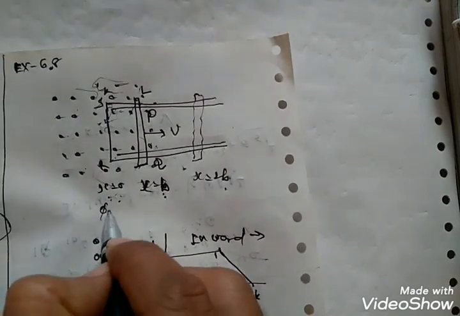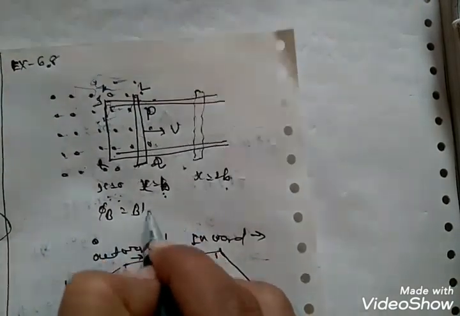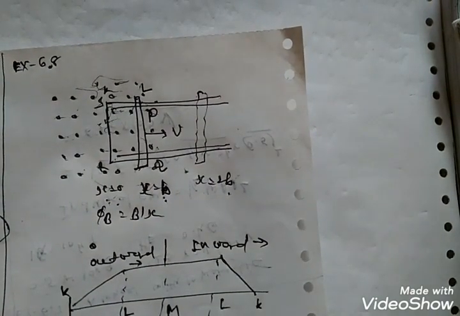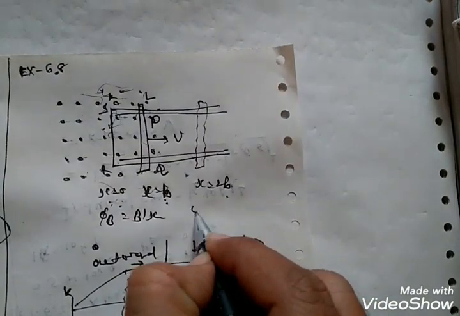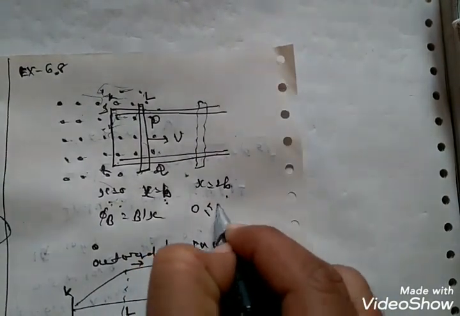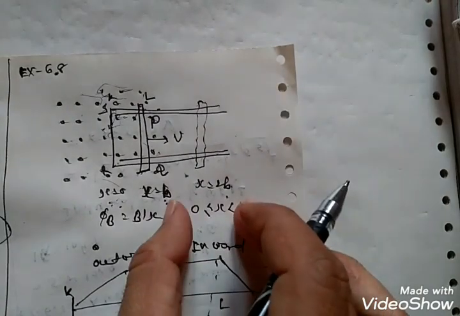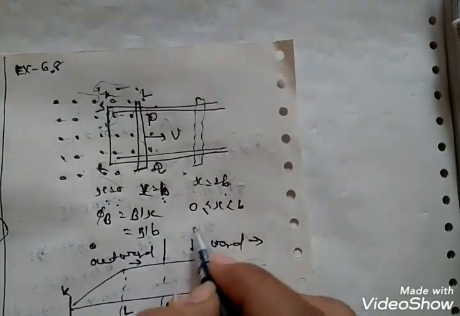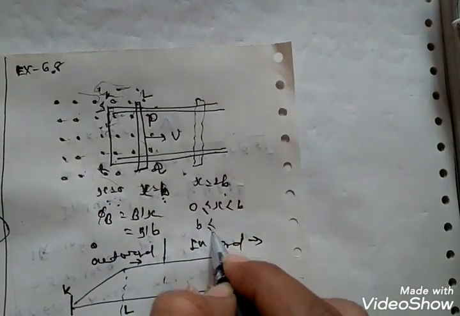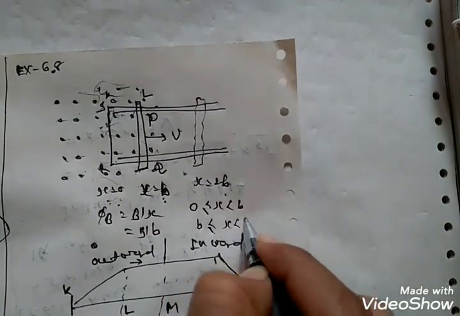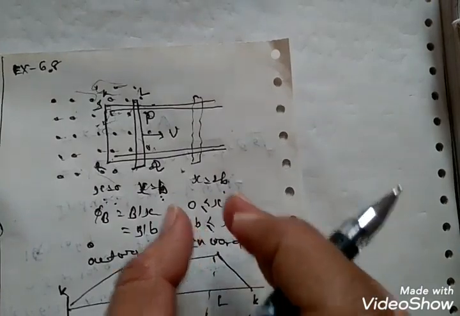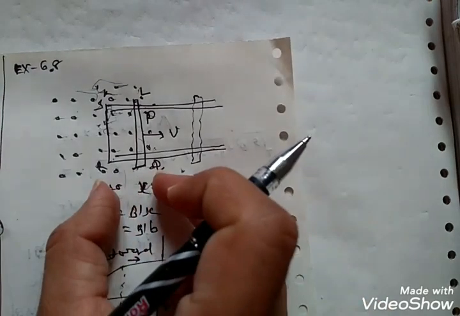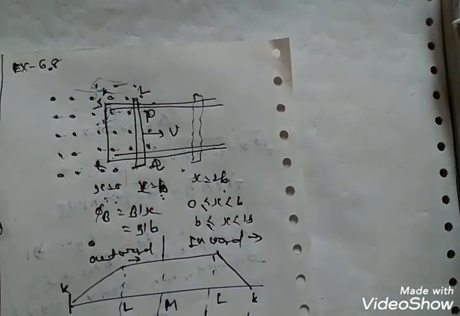So here flux phi is equal to BLx, where the displacement of this is x, for the condition 0 to b. Now for the second one, it is equal to BLb, between b and 2b. So the first is 0 to b, and the second is b to 2b.